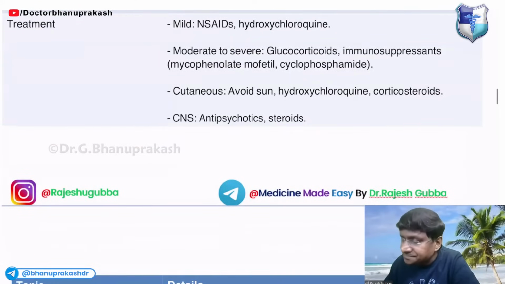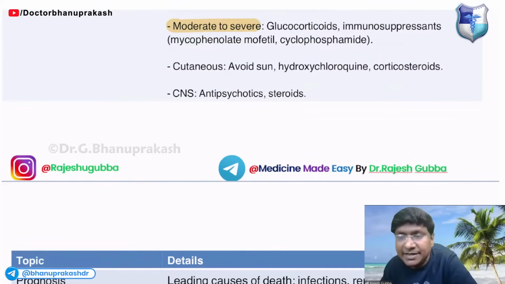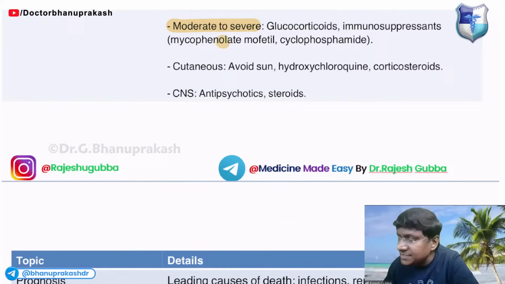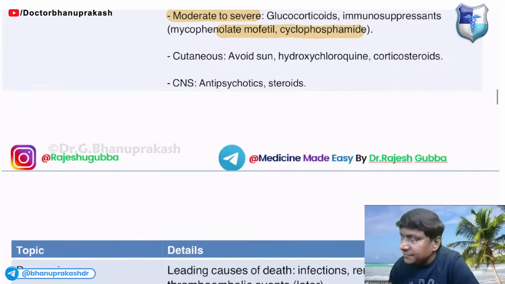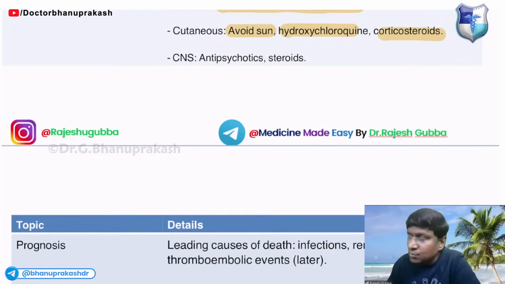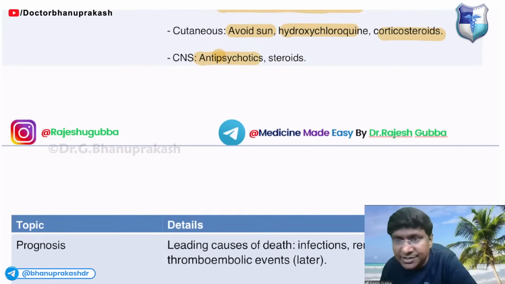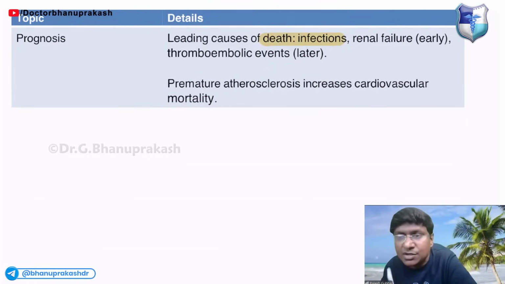What is the treatment in these patients? Common presentation will be in the form of arthralgia. So in mild cases, you can give NSAIDs as well as hydroxychloroquine. But in moderate to severe cases, they will require immunosuppressive agents like glucocorticoids. The other immunosuppressive agents which can be given are mycophenolate mofetil as well as cyclophosphamide. And if there is cutaneous involvement, you need to give hydroxychloroquine and you should avoid sun exposure. And in refractory cases, corticosteroids have to be given. And if there is CNS involvement, you need to give antipsychotics as well as steroids. And overall, what is the cause of death in these patients? Overall, the cause of death in patients with SLE will be infections, and that is because of neutropenia.